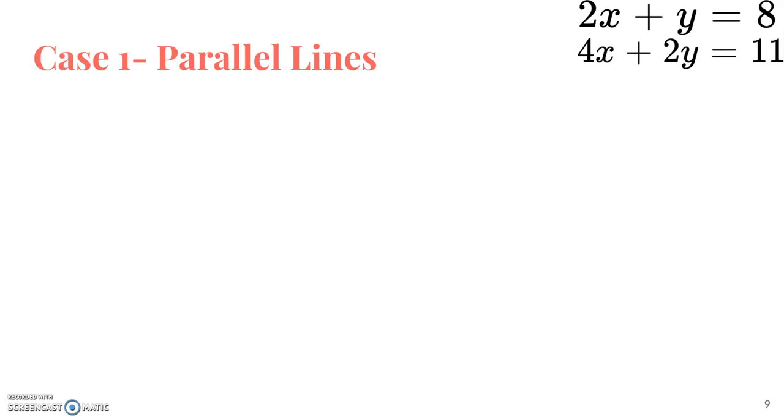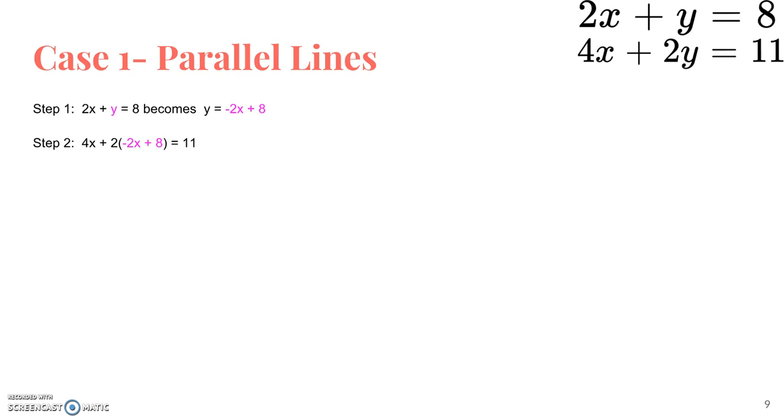There are two special cases that may occur, and the first one is parallel lines. For parallel lines, I have two equations up here. The first one is 2x plus y equals 8, and the second equation is 4x plus 2y equals 11. If we try to solve this, step 1, I'm going to take the first equation and isolate a variable. When I isolate the y, I get negative 2x plus 8. I'm then going to replace that into the second equation to get 4x plus 2, in parentheses, negative 2x plus 8 equals 11.